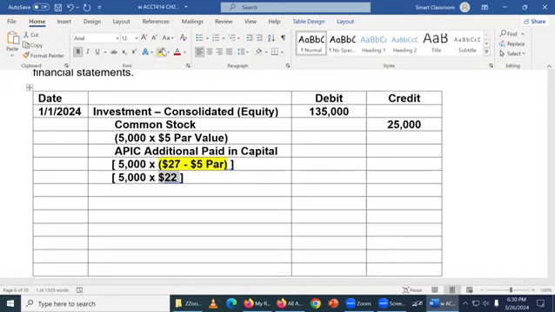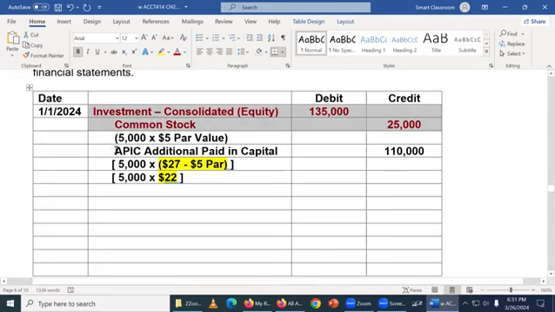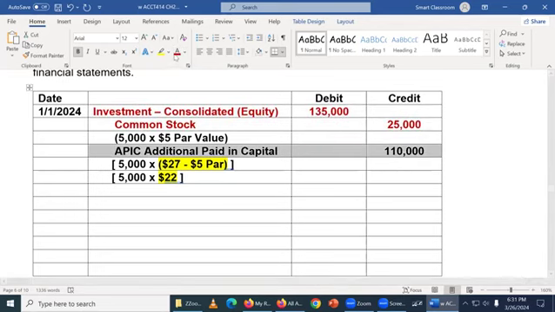So the fair value of the stock, 5,022 is what, 110? And that balances. So these are the journal entries for it, and it just sits in our investment account.